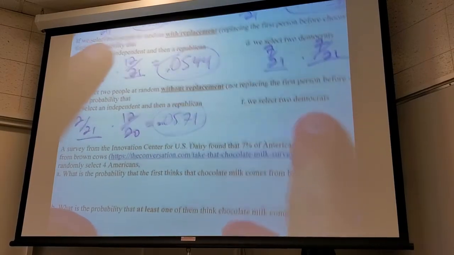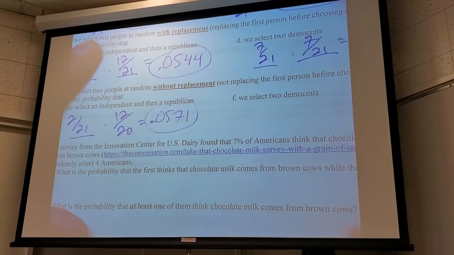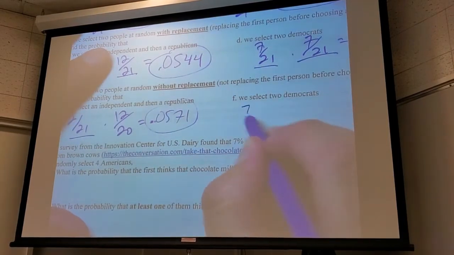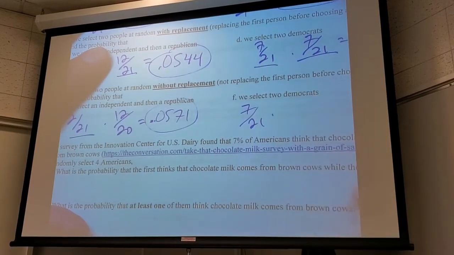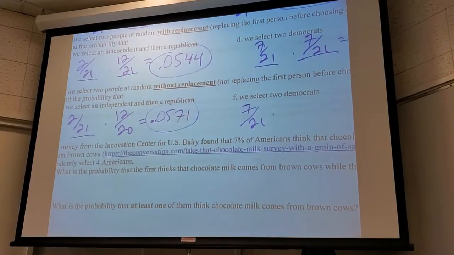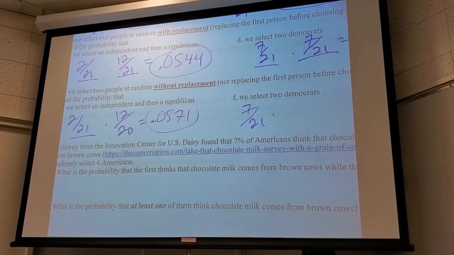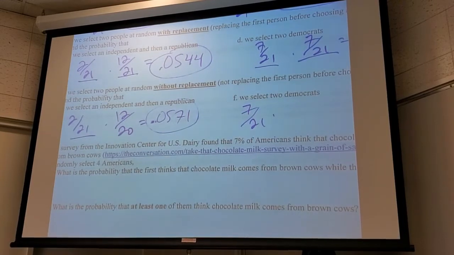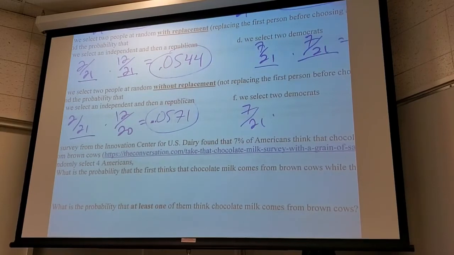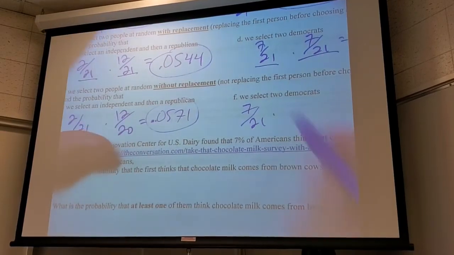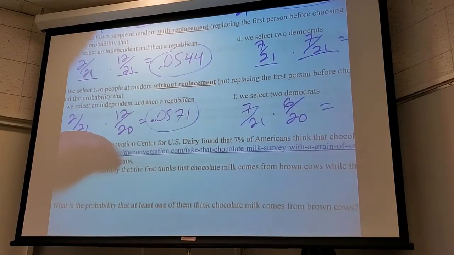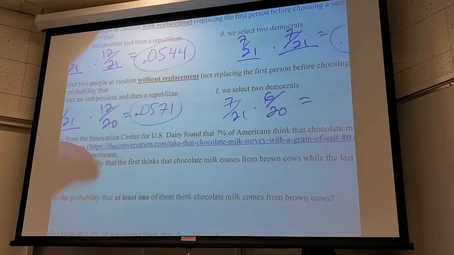And now, this is the one time you've got to be careful. The first person's a Democrat. Let them leave. What's the probability I get another Democrat? Well, I lost a person and I lost a Democrat. So what's the second fraction going to be? 6 out of 20. That's 10%.